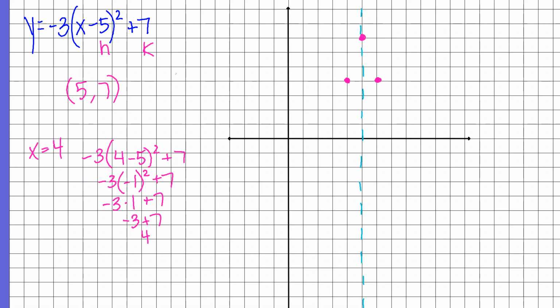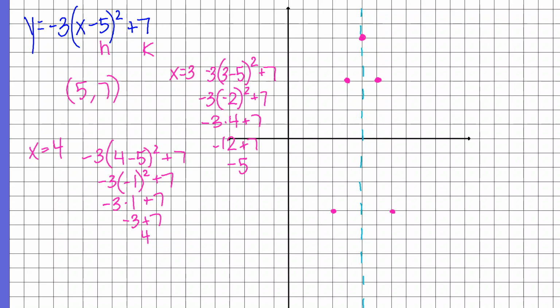Now I want to plug in x equals 3. So negative 3 times (3 minus 5) squared plus 7. 3 minus 5 is negative 2. Next is the exponent. Negative 2 squared is 4. Negative 3 times 4 is negative 12. And negative 12 plus 7 is negative 5. So at 3, the y value would be negative 5. And now, once again, I can take that and reflect it over my axis of symmetry to figure out that point.